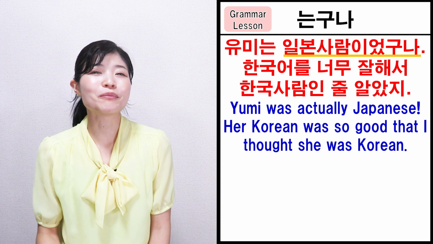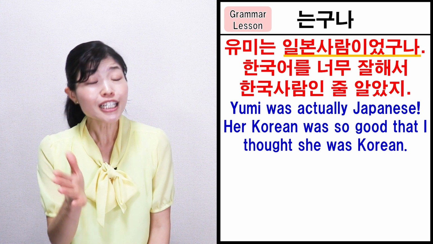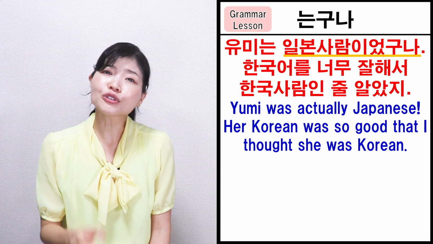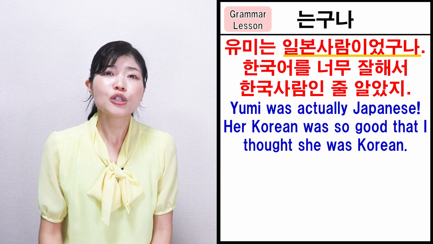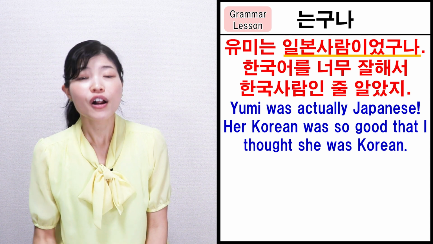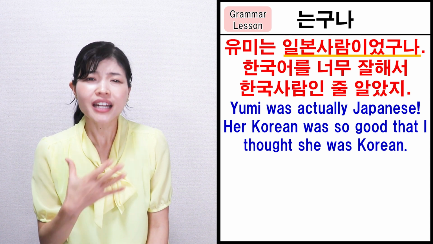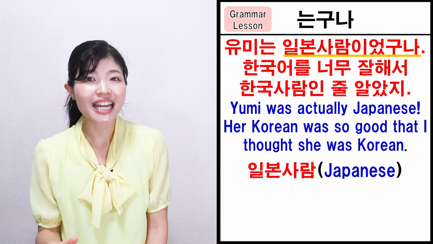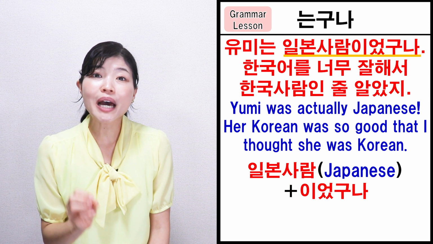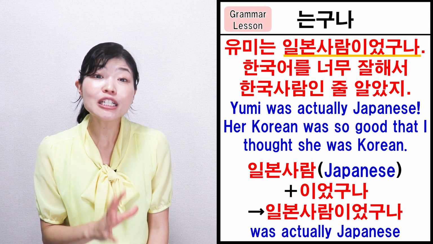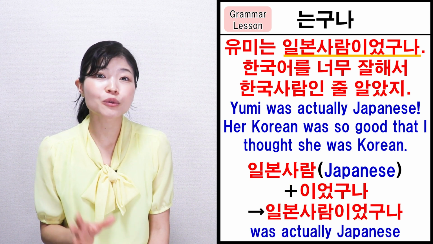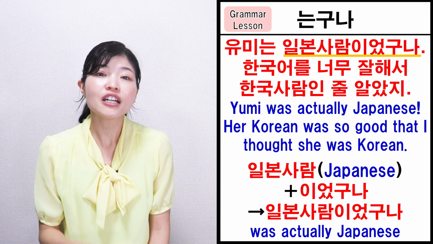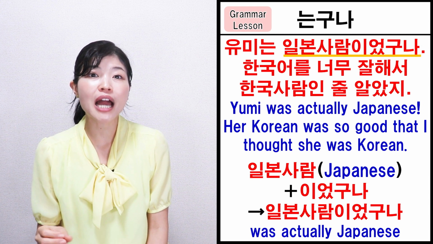Let's read the next sample sentence. 유미는 일본 사람이었구나. 한국어를 너무 잘해서 한국 사람인 줄 알았지. Yumi was actually Japanese. Her Korean was so good that I thought she was Korean. Here, 일본 사람, Japanese, has a final consonant. So you attach 이었구나 to make 일본 사람이었구나, was actually Japanese.